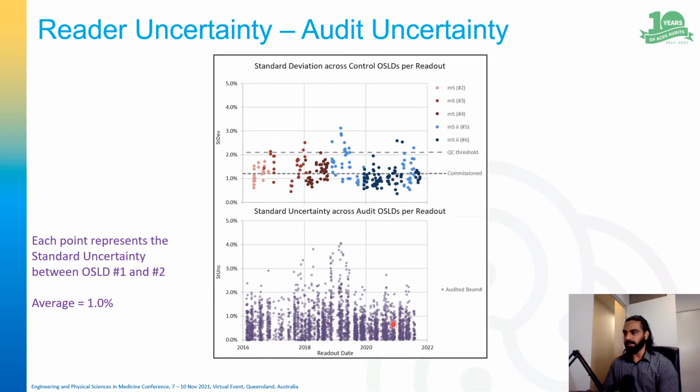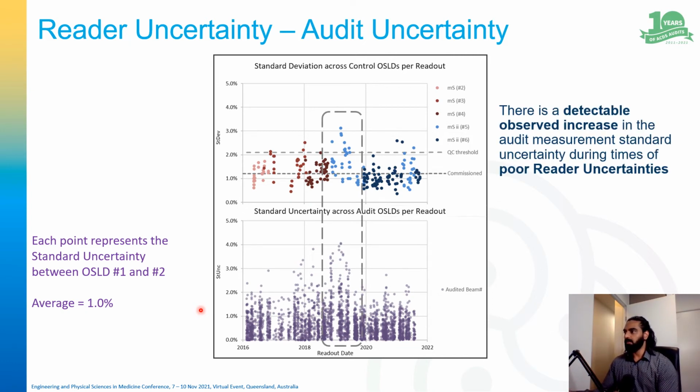So each point here on this purple graph represents the standard uncertainty between OSLD number 1 and 2, between the pair of OSLDs in the measurements. And exactly as you'd expect, there is a detectable observed increase in the audit measurement standard uncertainty during times of poor reader uncertainties, which again seems intuitive, but now it's nice to have the data to back that up and to show it there.